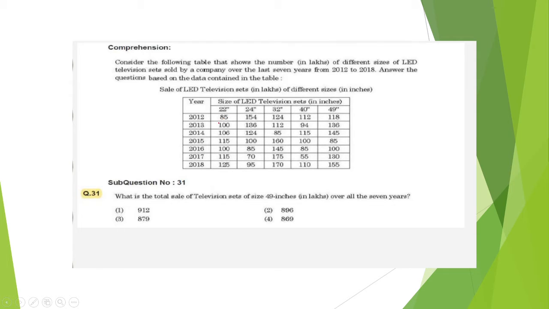Here 85 in 2012, 85 lakhs. That many LED televisions were sold. In 2013, 100. Like that, the data is given. But based on this data, now we have to find the answers to the questions. What is the total sale of television sets of size 49 inches over the 7 years? Okay, 49 inches, we have to find the total of all the 7 years.